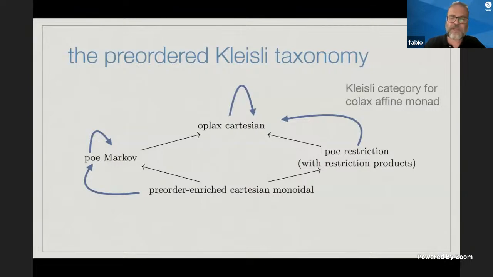Okay, very well. So this is a nice machine, in order to obtain Markov restriction and Oplax Cartesian categories. I mean, you take the monad that you like, you check which axioms hold, and then you know which category you can get. Can I say tellurate over the monad?